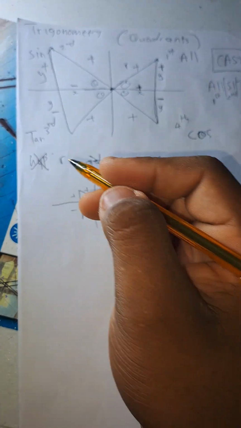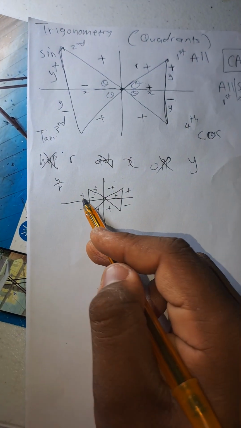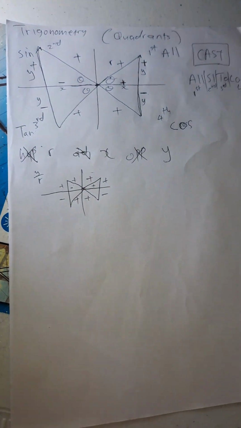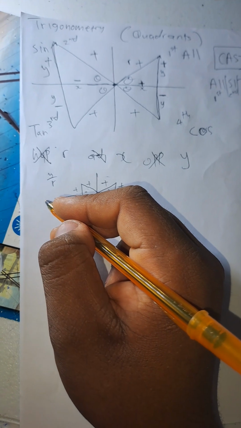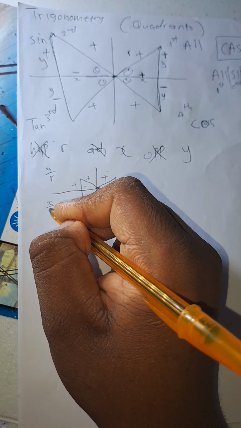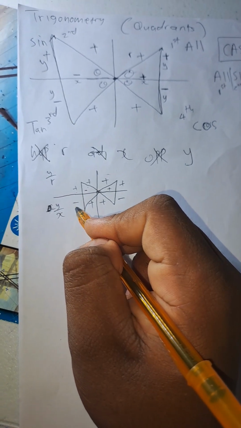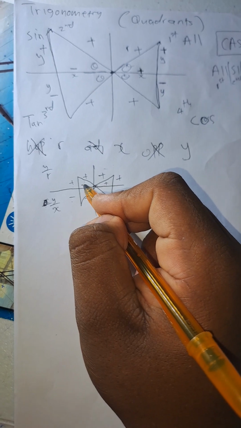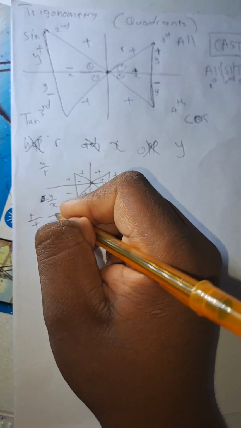What is the ratio for sin? It is y over r, opposite over hypotenuse. My y is positive, my r is positive. Let's go to the third one. It is tan. Tan is opposite over adjacent, which is y over x. What is my y? It is negative, which is my opposite. What is my x? It is the adjacent, which is negative. So negative over negative is positive.